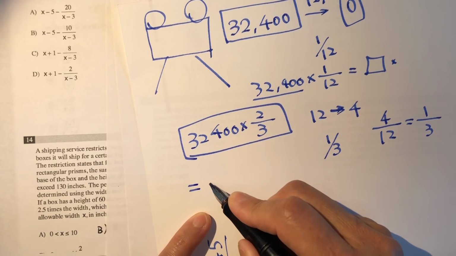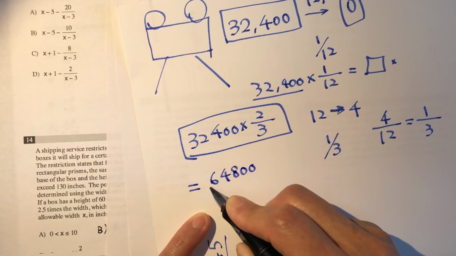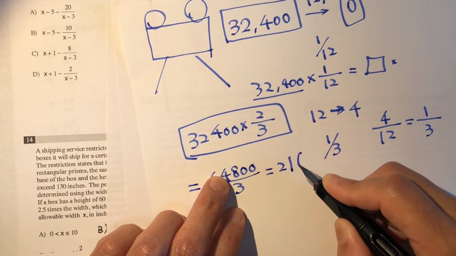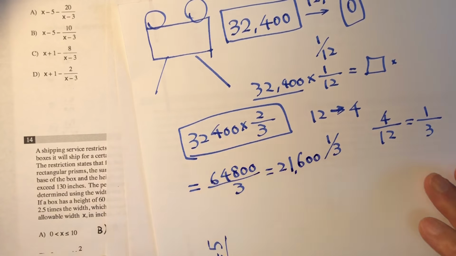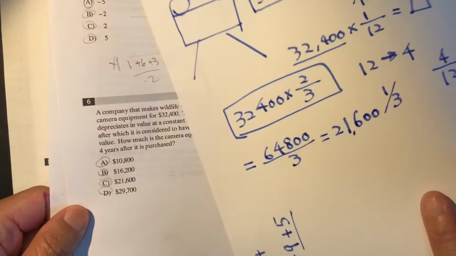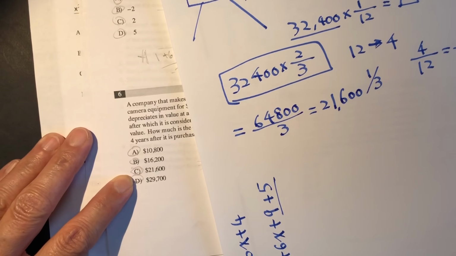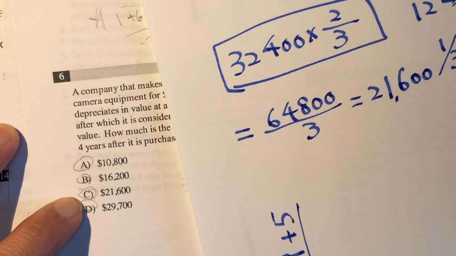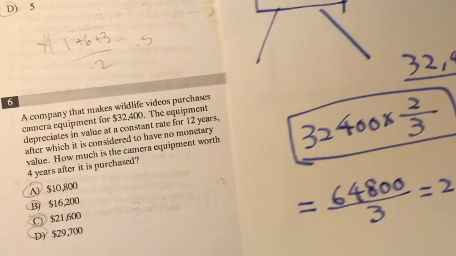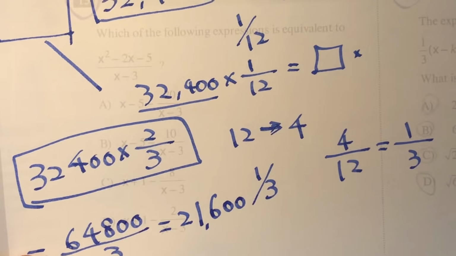So it becomes 64,800 divided by 3, equal to 21,600. Let's look for it. 21,600. So C is the answer. 21,600. Make sense? This we have done, this we have done, this we have done.